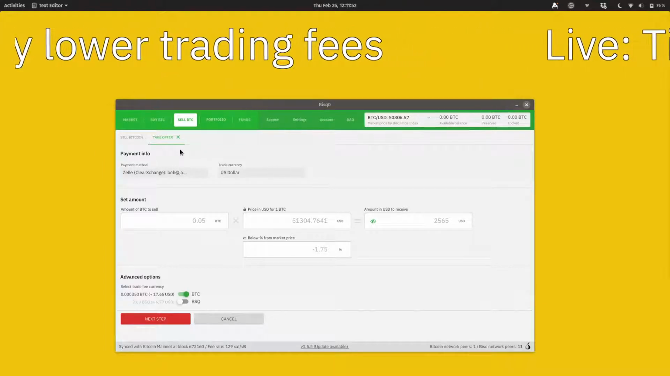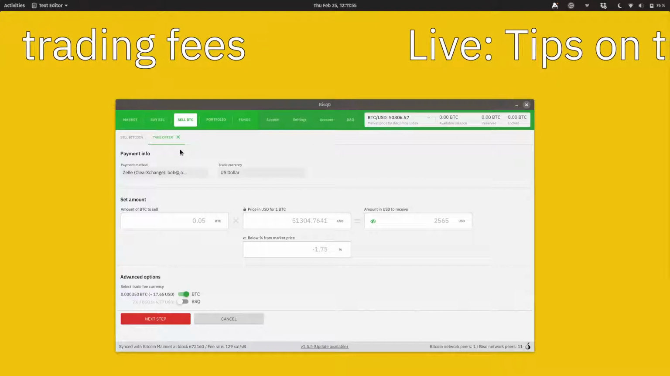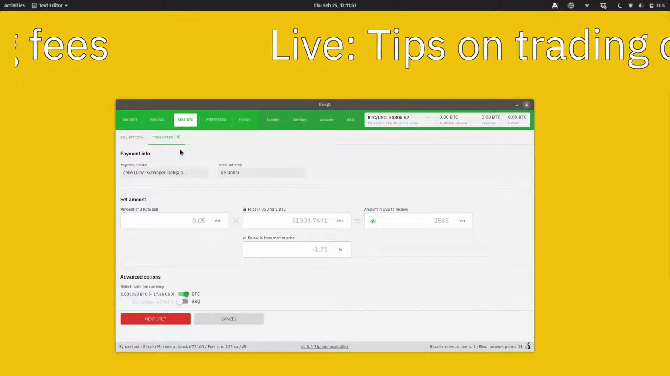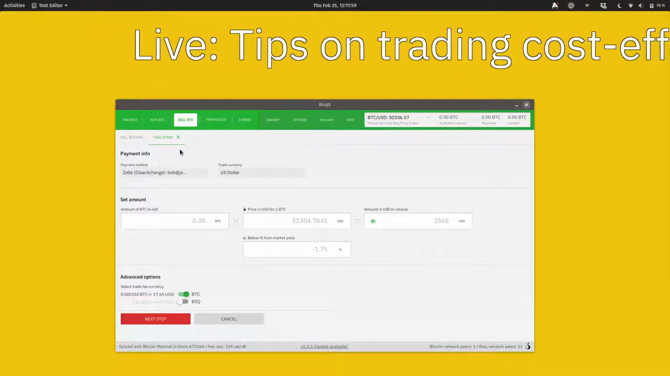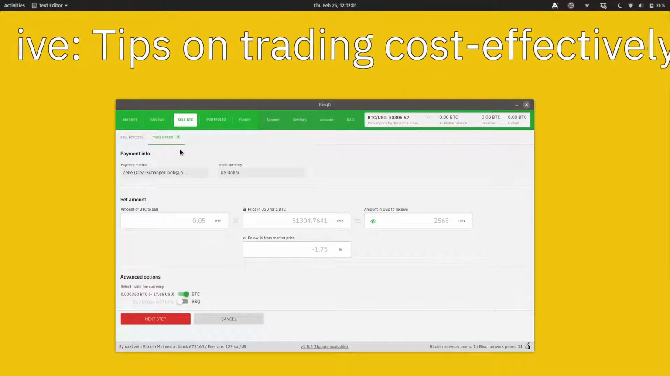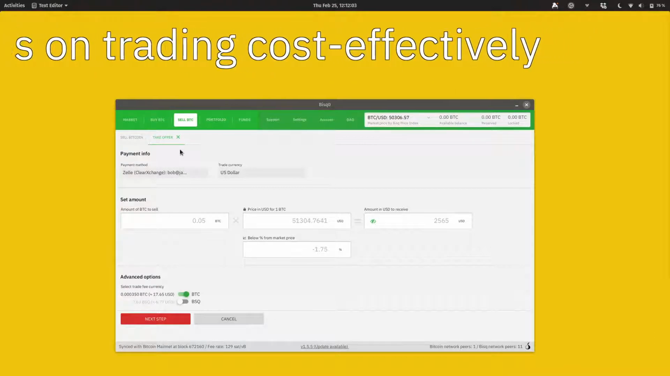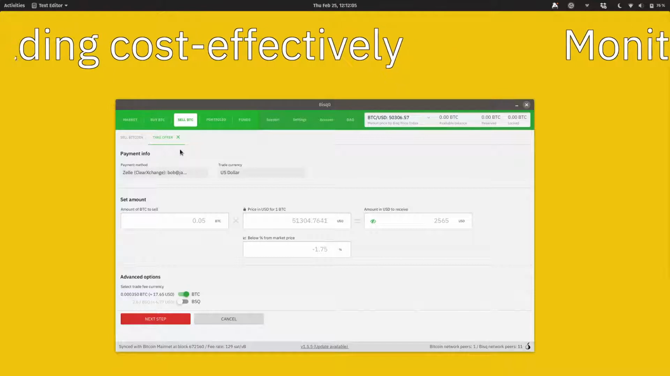Try to use Bsq to pay your trading fees. You'll save a few sats that way. And generally try to do bigger trades whenever you can, because the premiums that you pay tend to be much lower than they are for smaller trades.